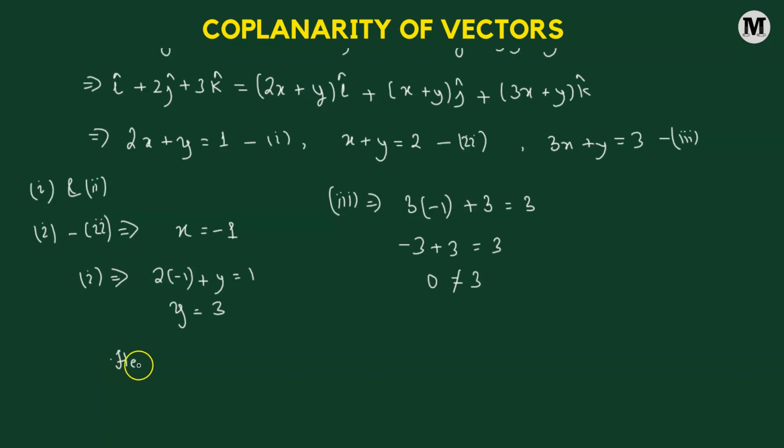We can say that hence the three vectors, vector a, vector b, and vector c, are non-coplanar. Because they're non-coplanar, it simply means that we cannot express one as a linear combination of the other two vectors.